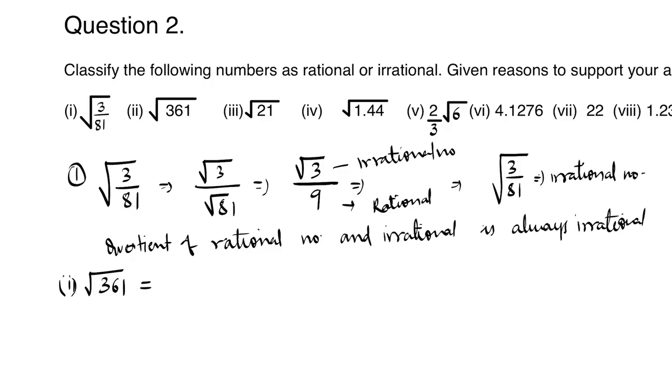Okay, the second question is under root 361, which is the square root of 19. It means it is a perfect square. So this is a rational number.